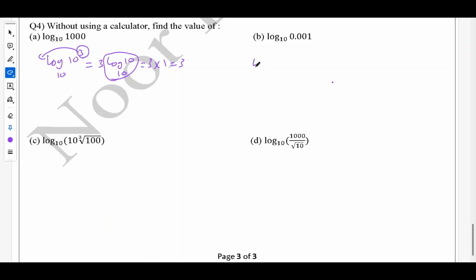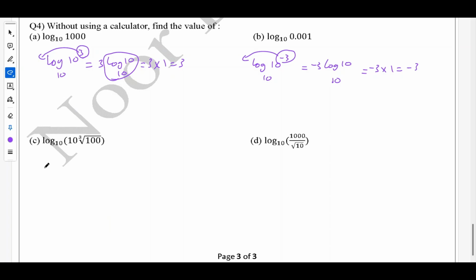Part B. Log 10 to the power negative 3 to the base 10. I'm going to move the power to be a coefficient. Negative 3 log 10 to the base 10. And it will be negative 3 by 1 equals negative 3.